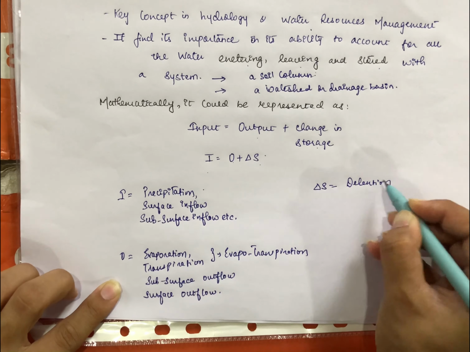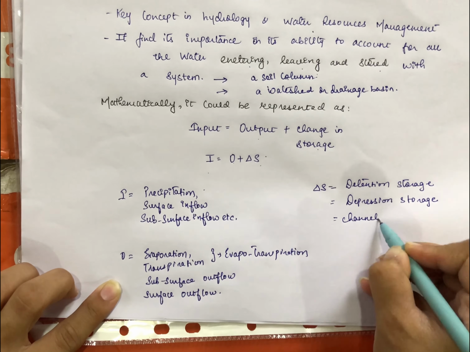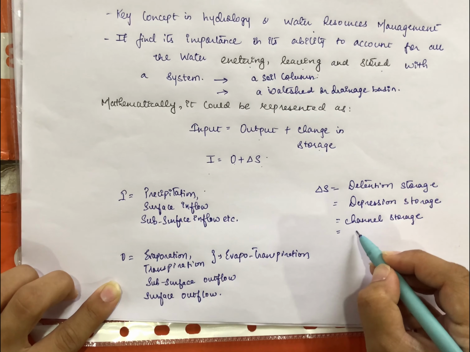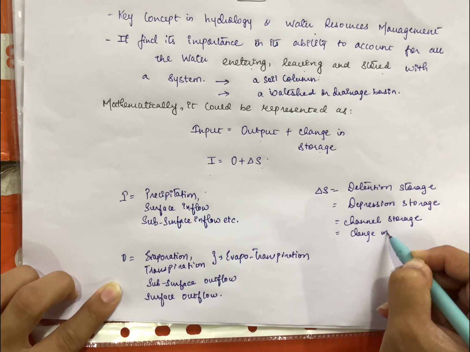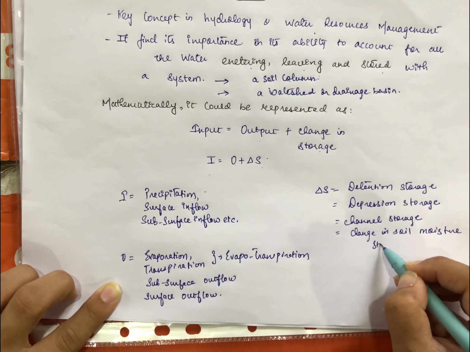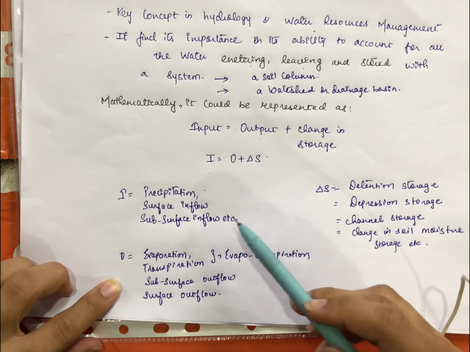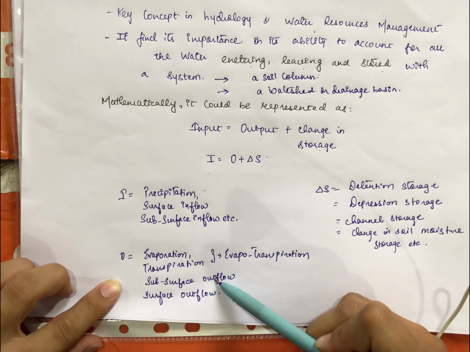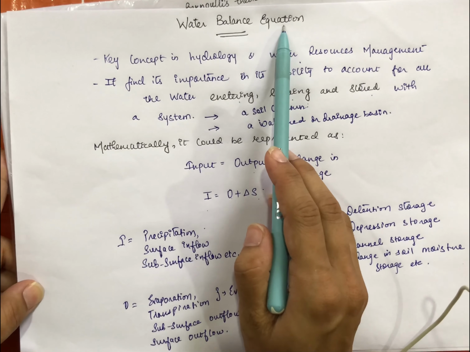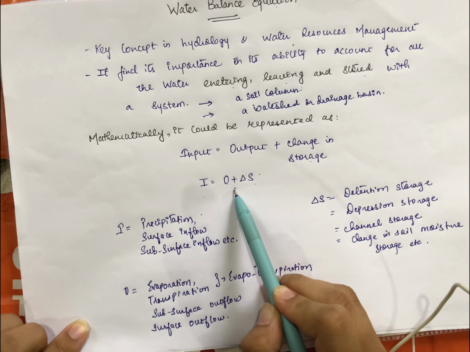Change in storage could be the detention storage, depression storage, channel storage, the water which is stored within the irrigation canals, then change in soil moisture storage, etc. So these are the input parameters, these are the output parameters, and these are the change in storage parameters for a water balance equation from a hydrology point of view.